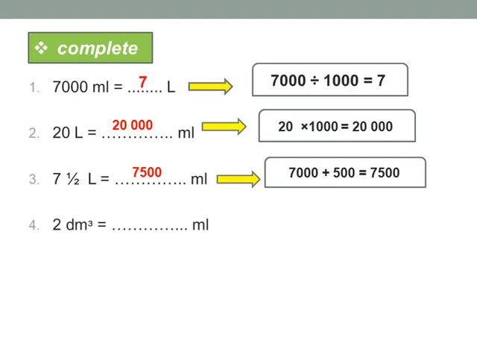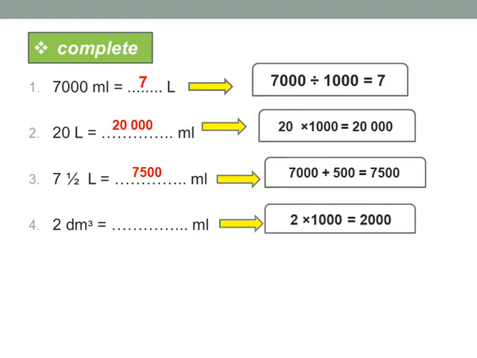Number 4, 2 decimeter cube equal how many milliliters? We have here a decimeter cube and milliliter. We don't have any relation between decimeter cube and milliliter, but we remember that 1 decimeter cube is 1 liter. That means 2 decimeter cube is 2 liters. We should convert them to milliliters. I mean, we will convert from a big unit to a small unit, and that means we will multiply the number by 1000. 2 times 1000 equals 2000. So the answer will be 2000 milliliters.